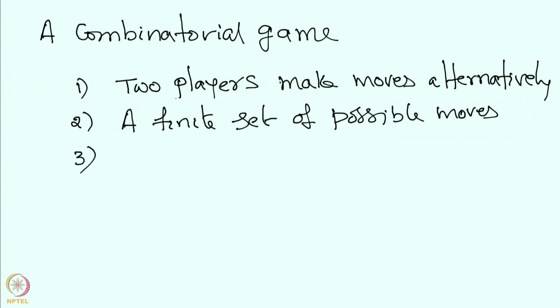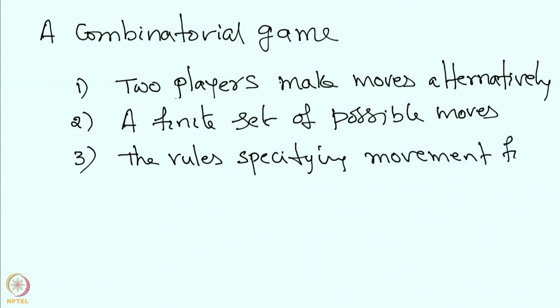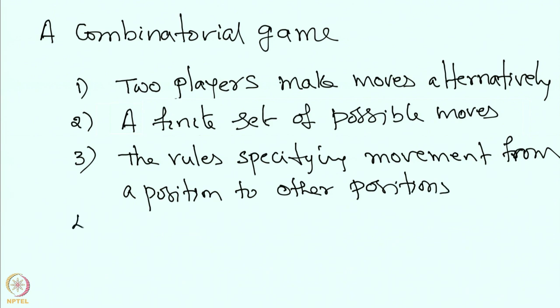Then we also have to specify the rules, specifying how players make moves: what are the possibilities a player has from a given position, or once a player makes a move, where the next player can lead to. All these rules are specified, as movements from a position to other positions. So, this is a very important thing, and then we also need to say that the game ends when a player cannot make a move.